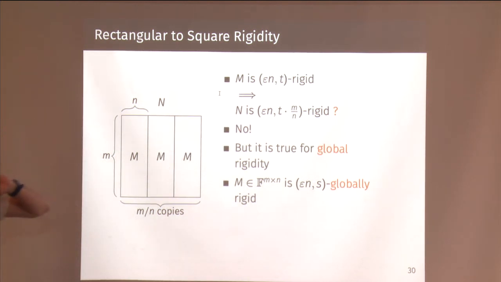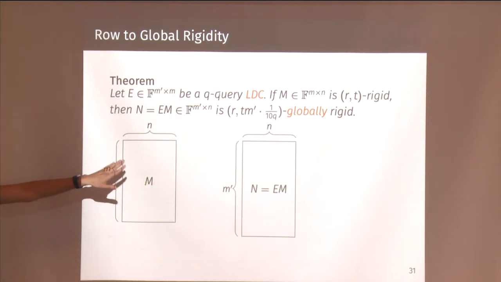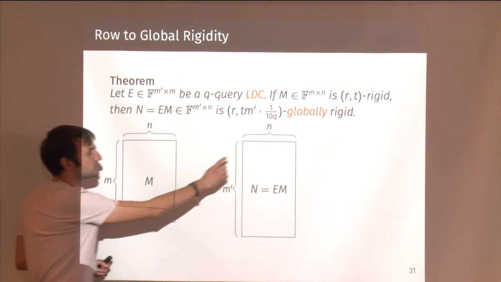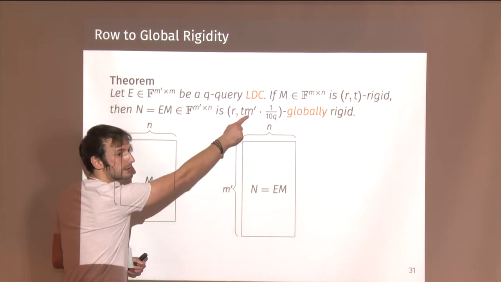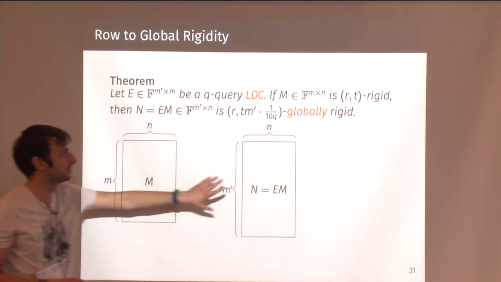I'll just show you how to go from row rigidity to global rigidity, okay? And then you can get square matrices. Okay, so here is a theorem. Let me take any generator matrix of a good locally decodable code. If my matrix is row rigid, then its product with the LDC is actually globally rigid. And so it was t row rigid. I would like to have rigidity t times the number of rows. I lose a little bit. I lose the number of queries made by the LDC, but this is essentially log n. I'm losing another log n factor here, but we go from row rigidity to global rigidity.